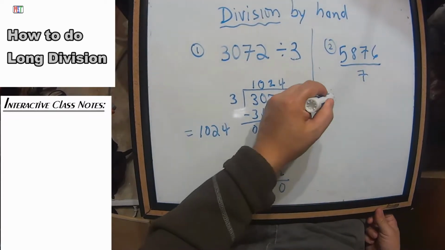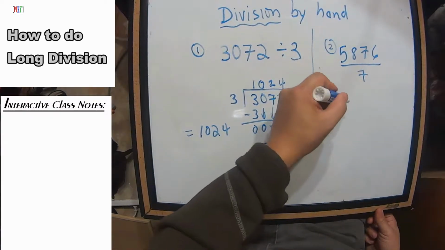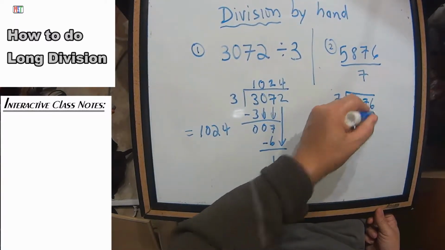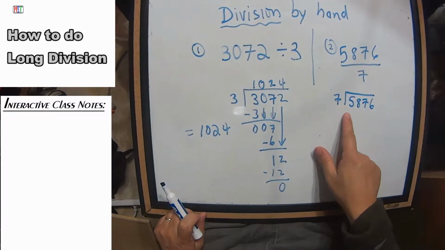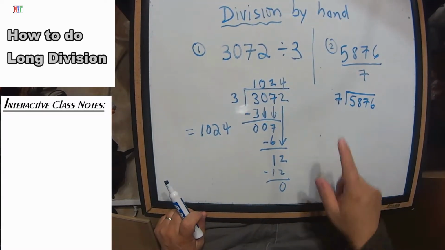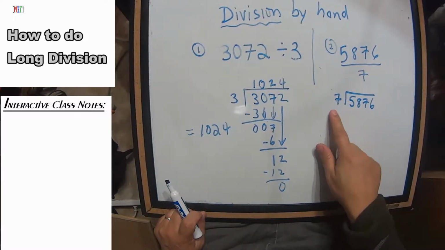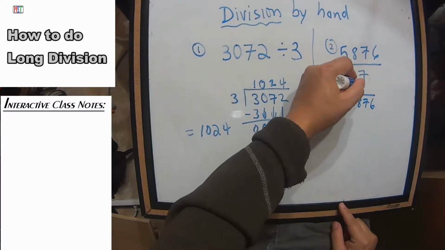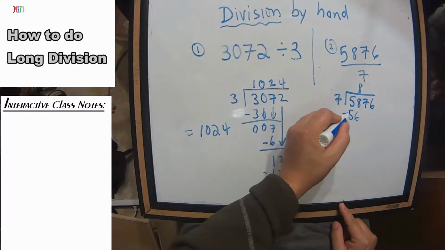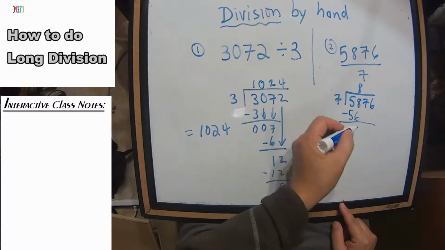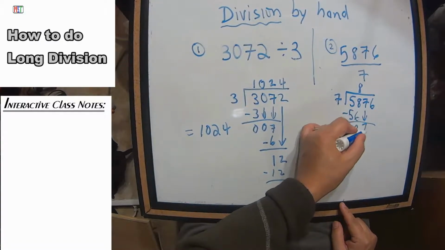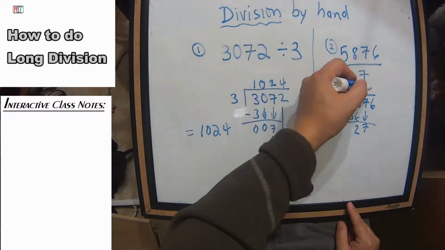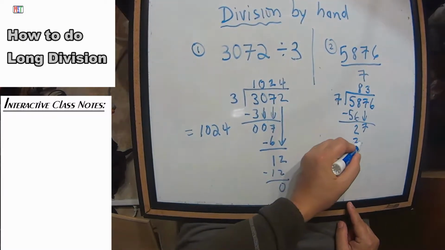So let's look at this one. 7 going into 5876. Can 7 go into 5? The answer is no. But can 7 go into 58? The answer is yes. How many times? 8 times, right? 8 times 7 is 56. Subtract the difference. So 58 minus 56 gives you 2. Bring down the 7. So you have 27. Can 7 go into 27? Yes, it can. How many times? 3 times, because 3 times 7 gives you 21.